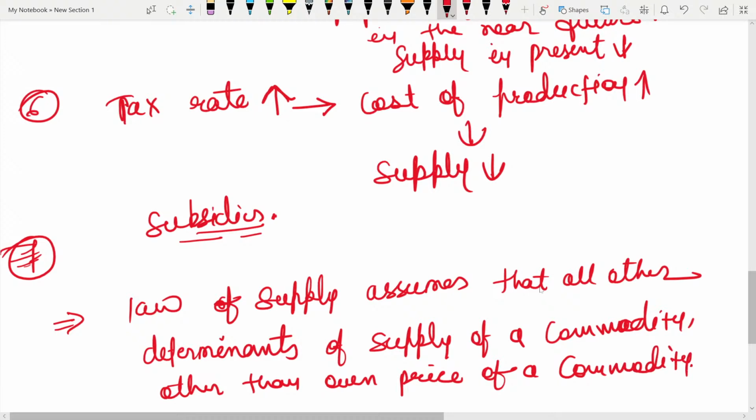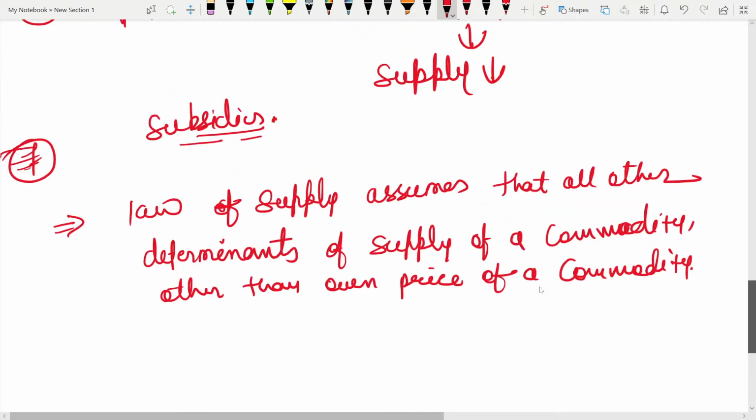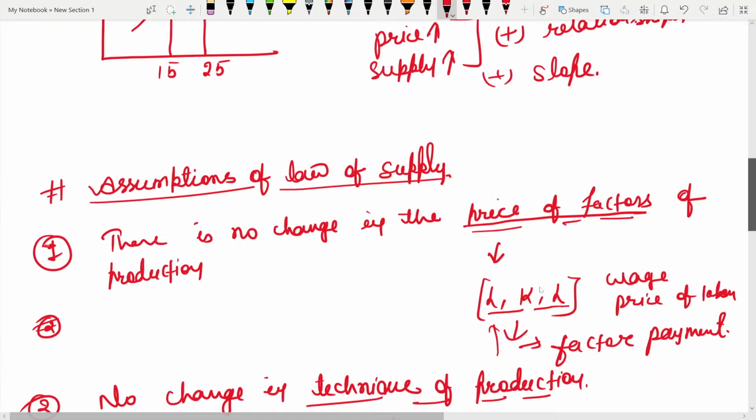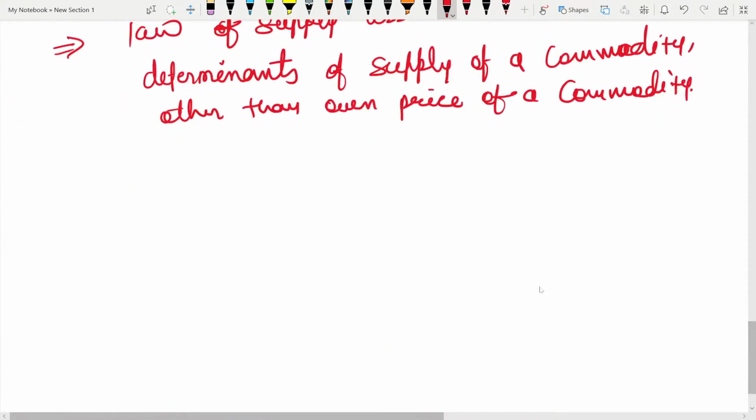Okay, so the assumptions we have talked about above are other factors, other determinants other than the own price of the commodity. This assumption is just talking about the other factors apart from the price of the own commodity. Now, what would be some exceptions? There would be some exceptions to the law of supply.